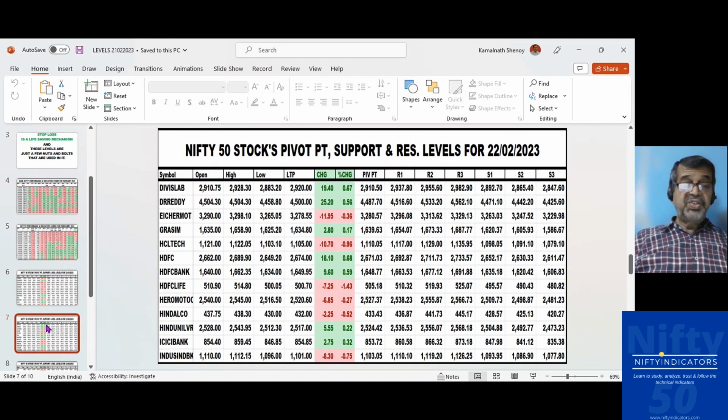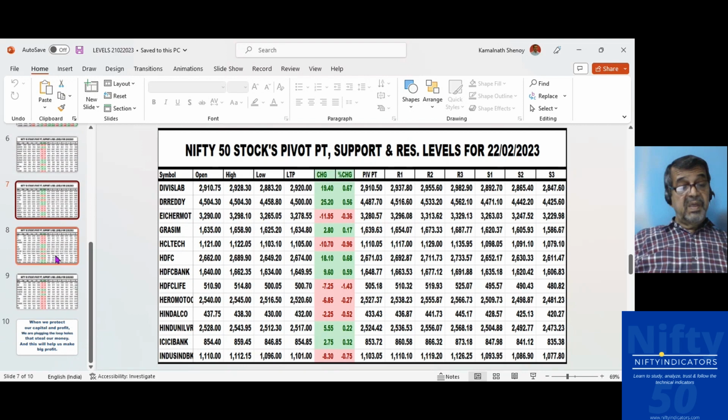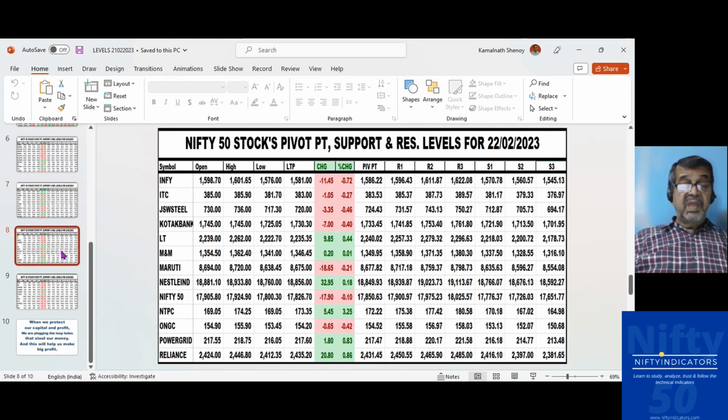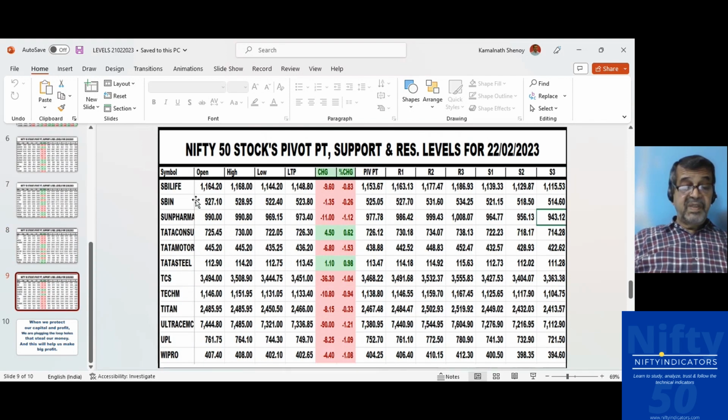And next page is Divi's Labs to IndusInd Bank. Then comes Infosys to Reliance. And then SBI Life Insurance to Wipro. This consists of 50 stocks of Nifty 50, pivot point, support S1, S2, S3, and resistance R1, R2, R3.